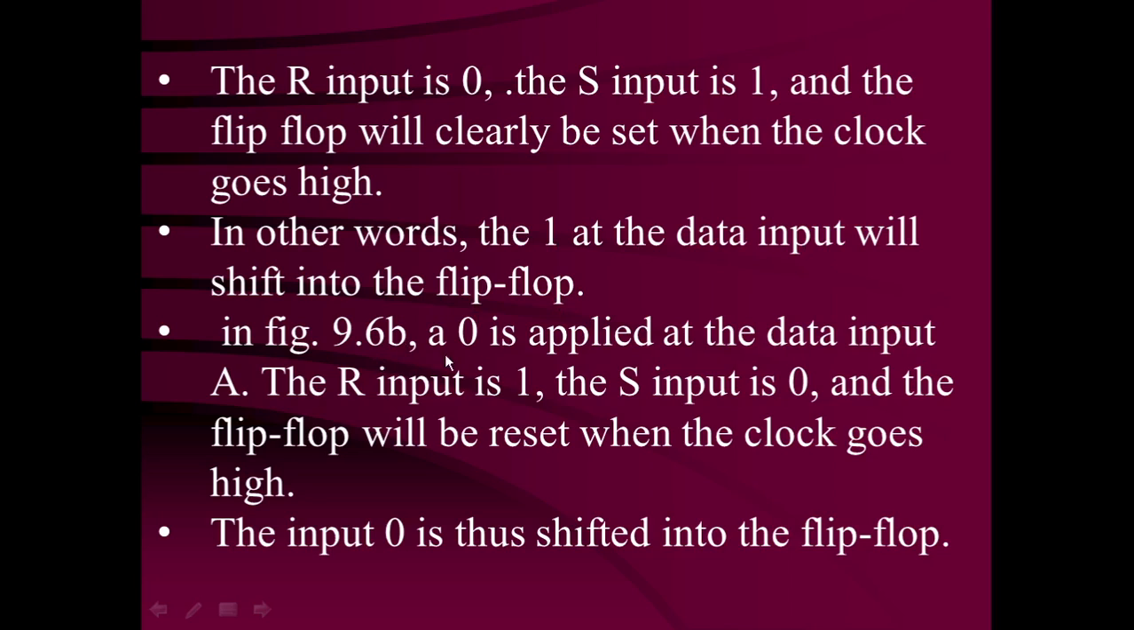In figure 9.6b, 0 is applied at the data input A, and R becomes 1 and the S input is going to be 0. The flip flop will be reset when the clock goes high, or makes a positive transition. The input 0 is thus shifted into the flip flop.